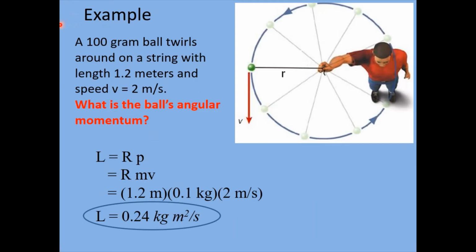So here's an example where we can use that result. We've got a 100-gram ball that twirls around on a string. This is our overhead view. The string has a length of 1.2 meters, and the speed of the ball is 2 meters per second. What is the ball's angular momentum? So using our result from the last slide, L is equal to rp, and remember p is equal to mv, mass times velocity. So we can just plug in our numbers. r is 1.2 meters, the mass is 0.1 kilograms, and the velocity is 2 meters per second. Multiplying these three numbers together gives us an angular momentum L equal to 0.24.